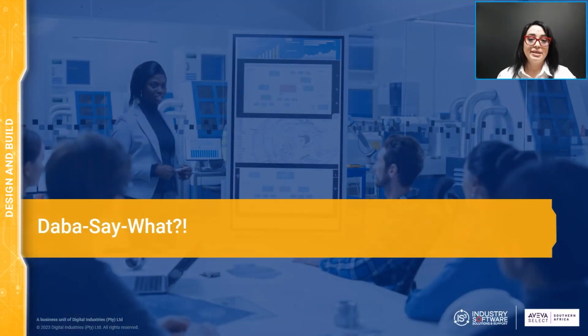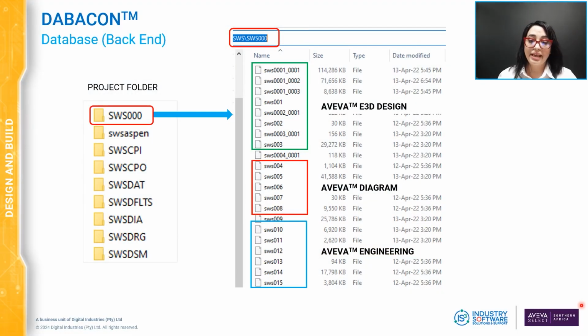You may be asking, Dabber say what? Dabbercon is AVEVA's proprietary database system, which is what enables our data-centric environments. We have the project folder, which within it sits the AVEVA design information, the diagrams information, and our engineering information.